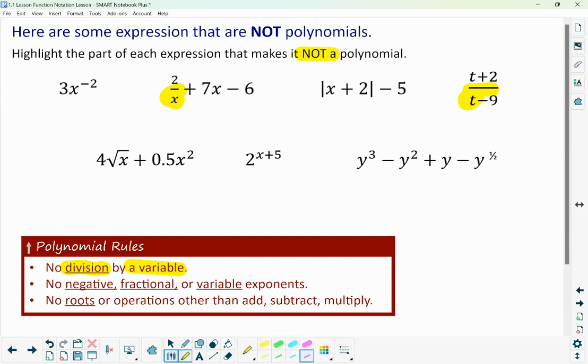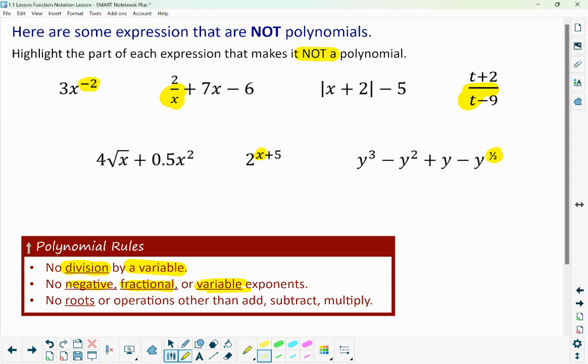This first one is not a polynomial because it has a negative exponent. We can also not have a fraction exponent, so this last one is not a polynomial because of the fraction exponent. And we also can't have a variable in our exponent, so this one is not a polynomial because of the exponent that has the x in it. The 5 in the exponent is not a problem. It's the x that causes it to not be a polynomial.